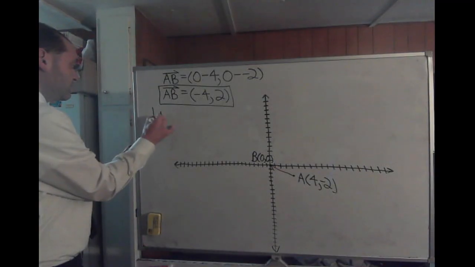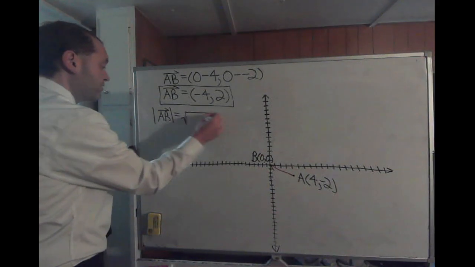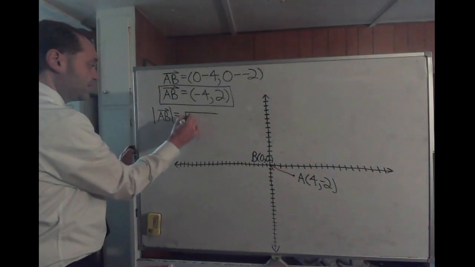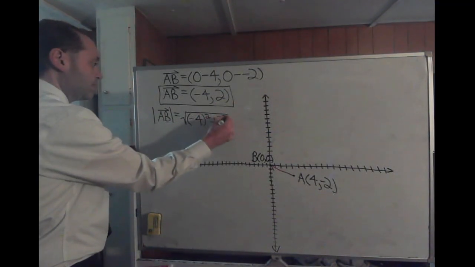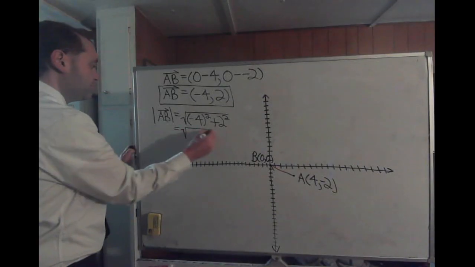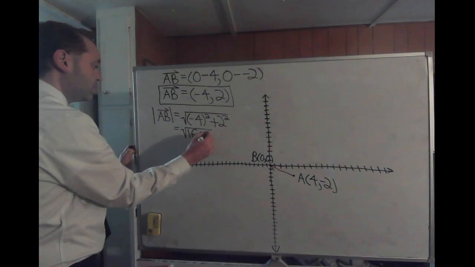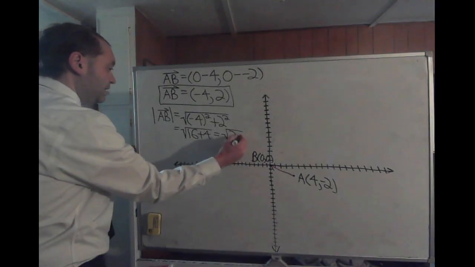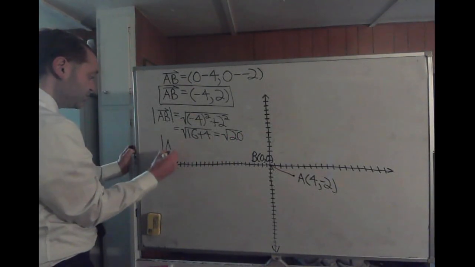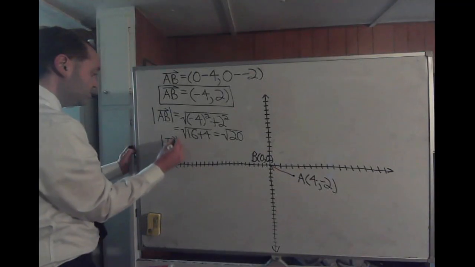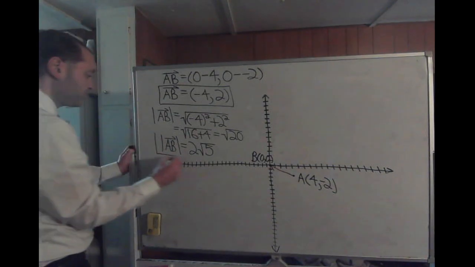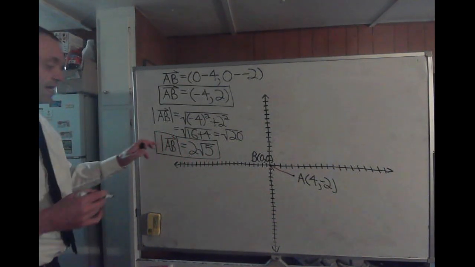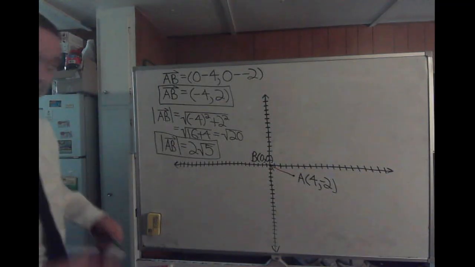To find the magnitude of the vector, you take the square root of the x-coordinate of the vector squared, plus the y-coordinate of the vector squared. You end up with the square root of 16 plus 4, which is the square root of 20, which means the magnitude of this vector would be 2 times the square root of 5 units. So the magnitude of vector AB is 2 times the square root of 5.